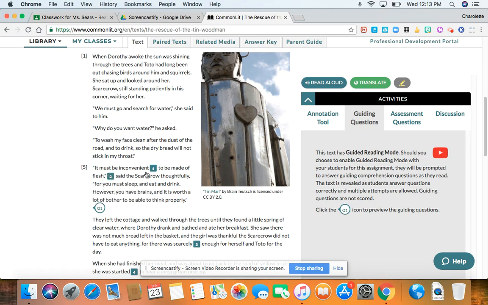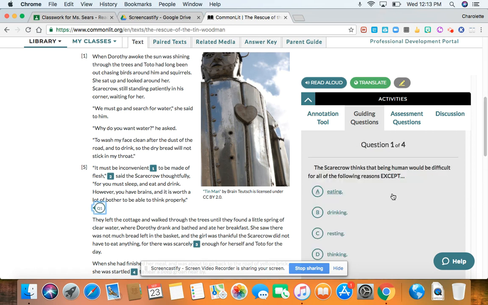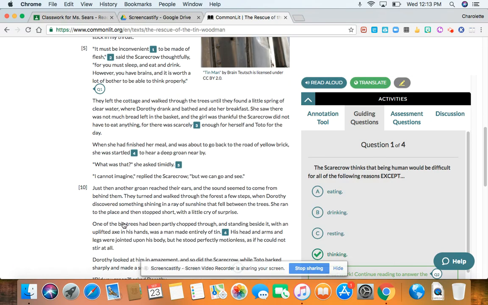Let's reread. It must be inconvenient to be made of flesh, said the scarecrow thoughtfully, for you must sleep and eat and drink. However, you have brains, and it is worth a lot of bother to be able to think properly. So question one of the guided questions tells us, the scarecrow thinks that being human would be difficult for all of the reasons except, so he thinks it's going to be difficult. He thinks it's difficult because you have to do what? You have to sleep, you have to eat, you have to drink. Eating, drinking, resting. Well, those were all mentioned. The only one that was not was thinking. Tells you here, good job. You should be able to move on.